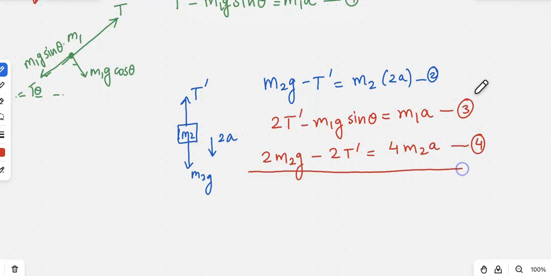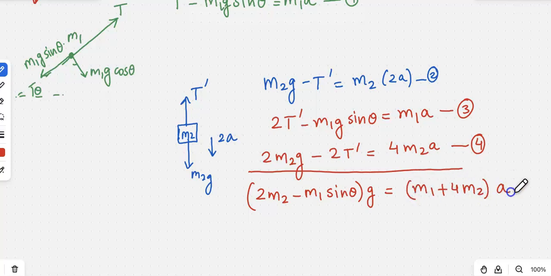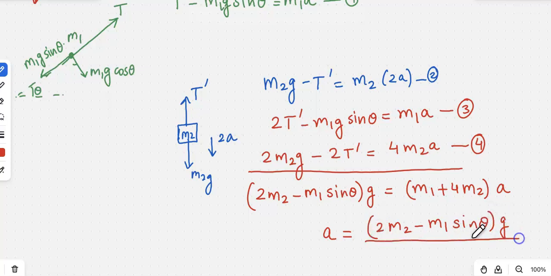So let's add this third and fourth equation. You will get 2m2 minus m1 sin theta, taking g common, equal to m1 plus 4m2 times a. So the acceleration becomes 2m2 minus m1 sin theta, times g, divided by m1 plus 4m2.